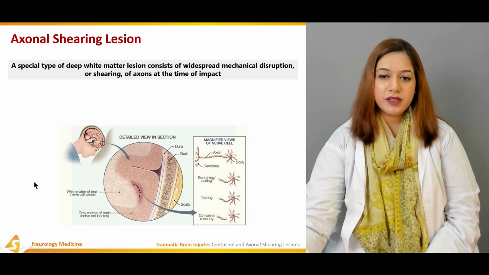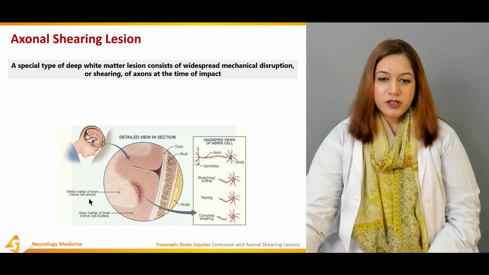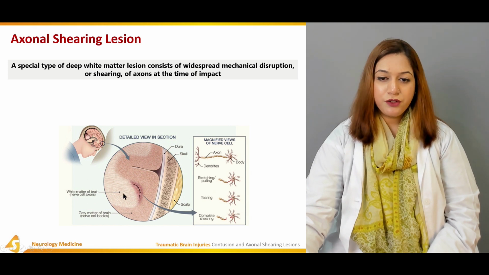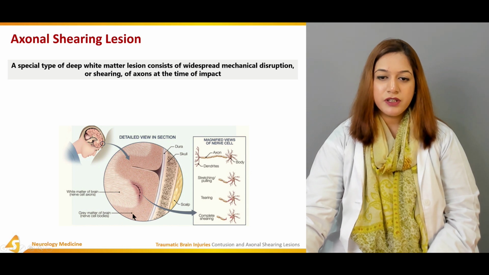As you can see in this diagram, this is a detailed view in section. This is dura, then we have the skull. This is the white matter of brain, the nerve cell axons, and this is the gray matter of brain, which is the nerve cell bodies, and there is a complete shearing.